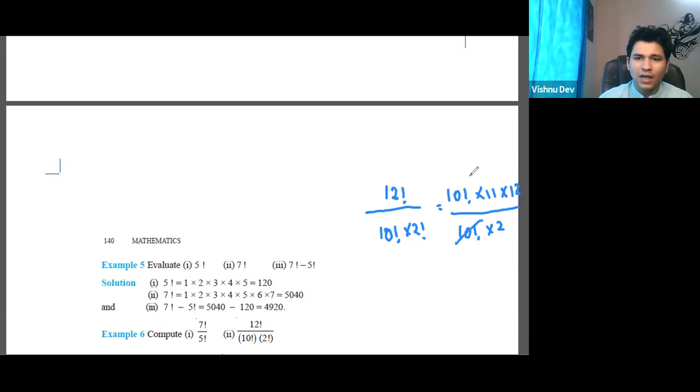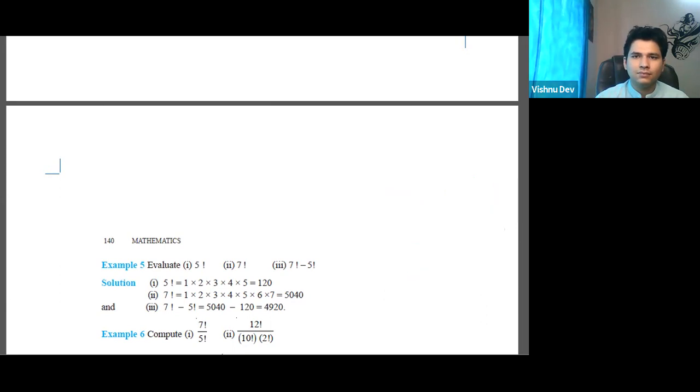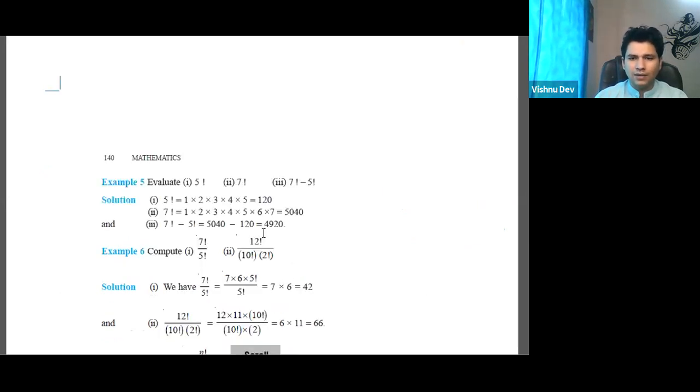Now, 10 factorial cut गया. Tell me, 10 factorial will be cancelled, and 2 will divide 12 6 times. So 11 into 6 is 66. Easy, very good, Rupa. Correct, Rupa. Rohit, correct. Sir, I had missed the 11. Okay, chalo. Very good. Easy, easy, right?